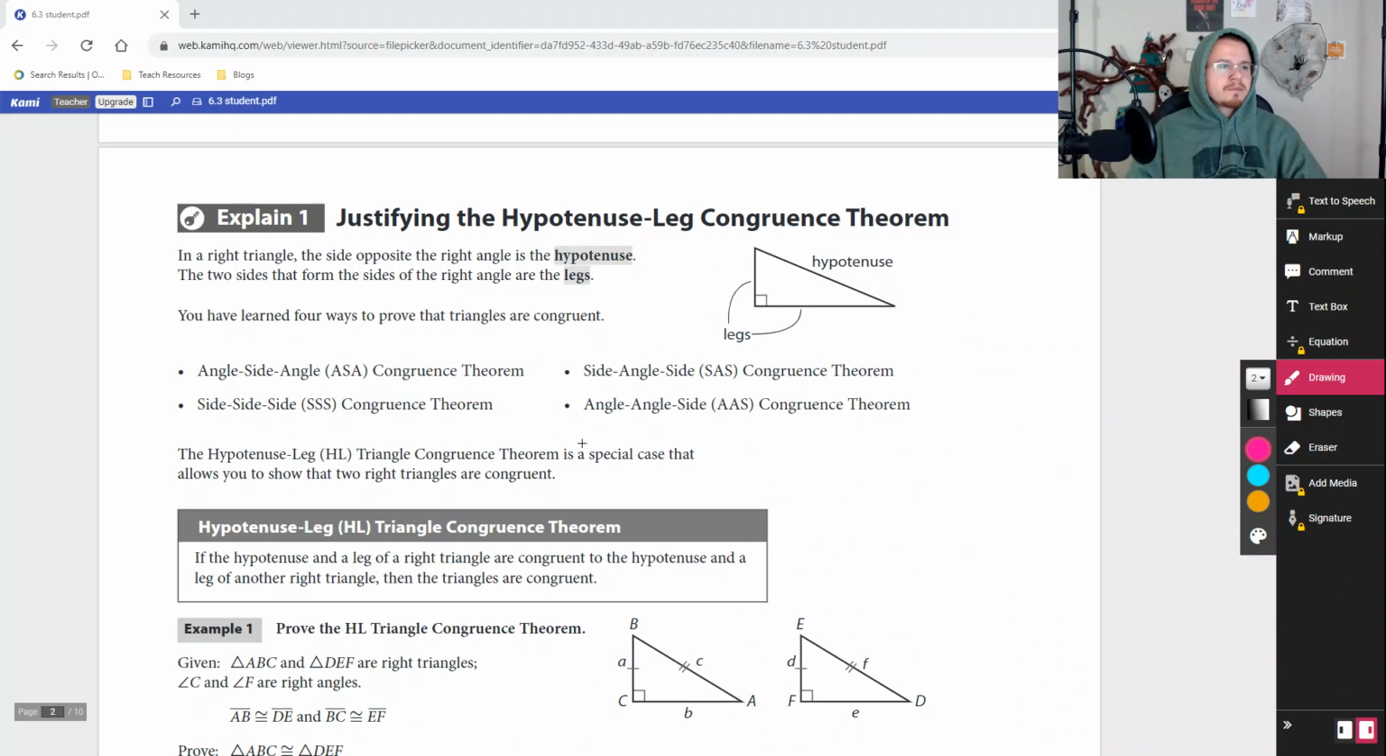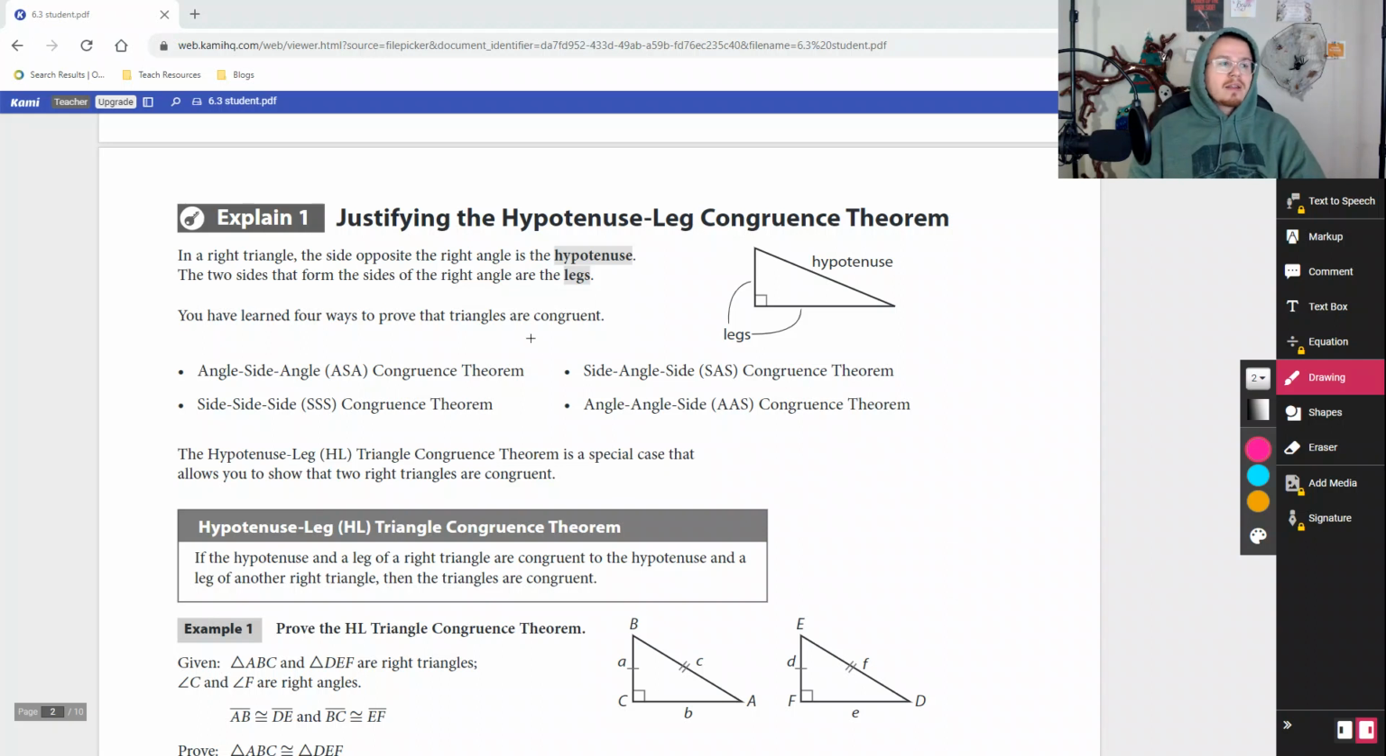Okay, so far we've got four ways: ASA, SSS, SAS, AAS. Lots of letters. It's confusing. Make sure you know what each of these represents and have diagrams to go with them. Angle-side-angle is the angle, the side in the middle, angle. Side-angle-side is side, angle, side, where they meet. Side-side-side, obviously three sides. Angle-angle-side is angle, angle, then the non-included side.